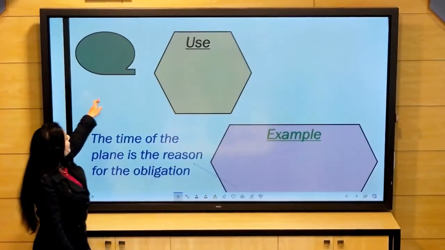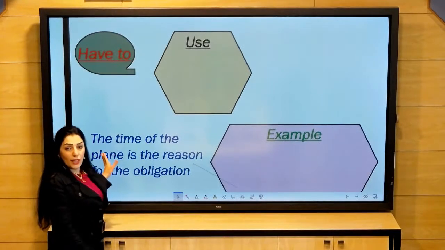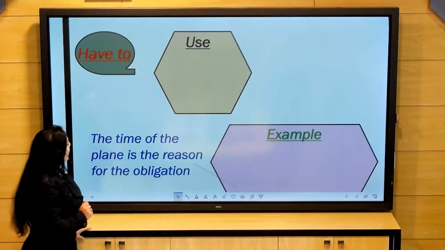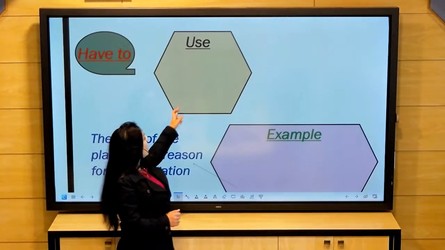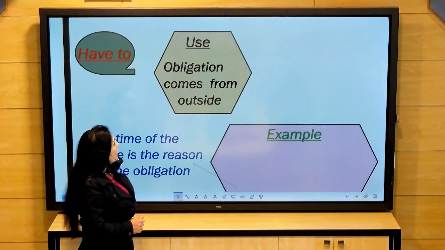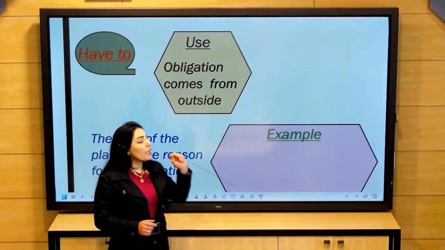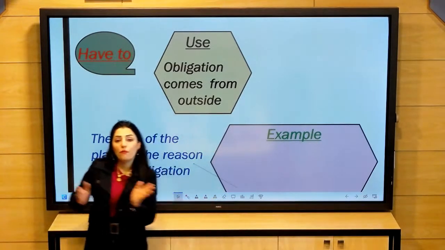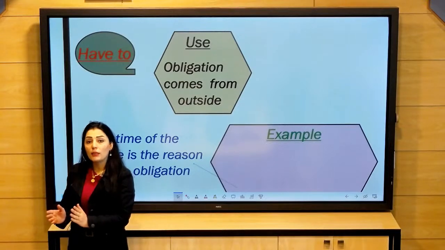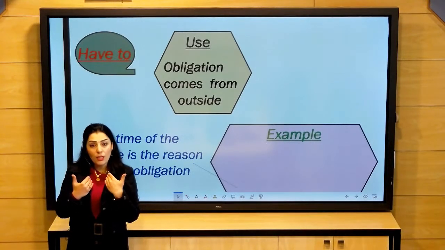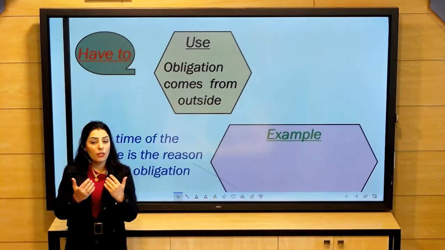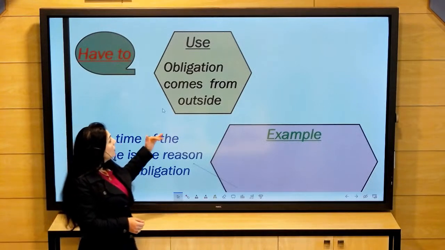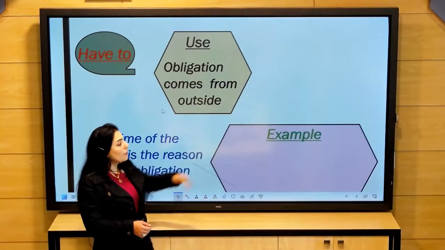The second one is have to or has to. Has to with he, she, it. Have to with I, we, you, they. We use have to or has to to express obligation coming from outside. So have to or has to is the opposite of must. Must talks about obligation from the speaker's self, but have to or has to expresses obligation from outside.